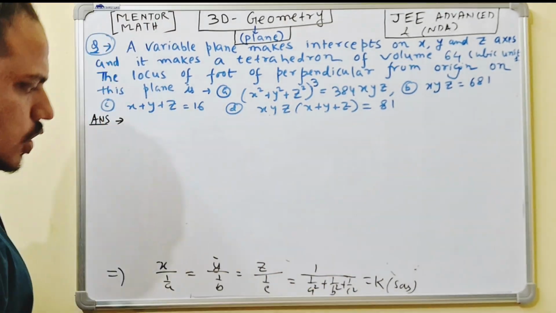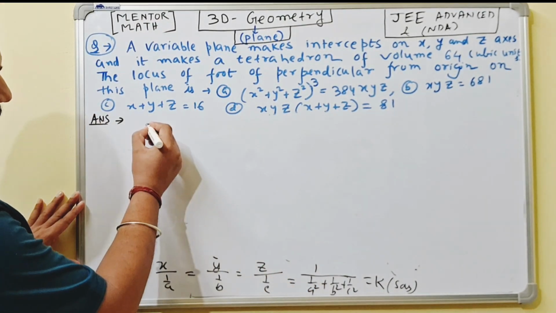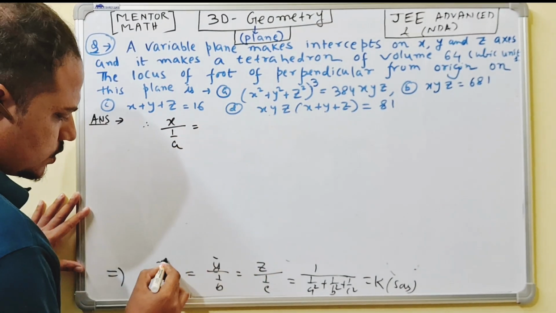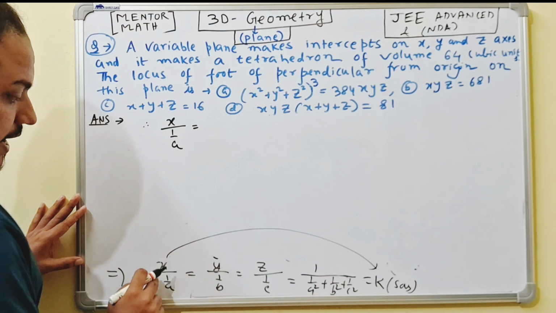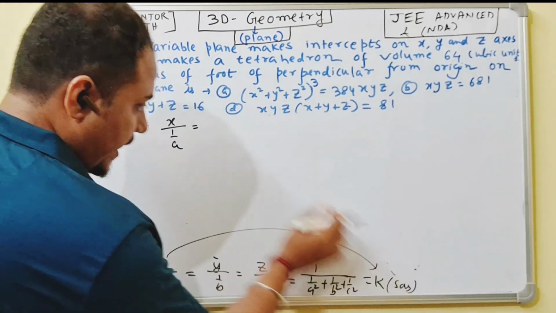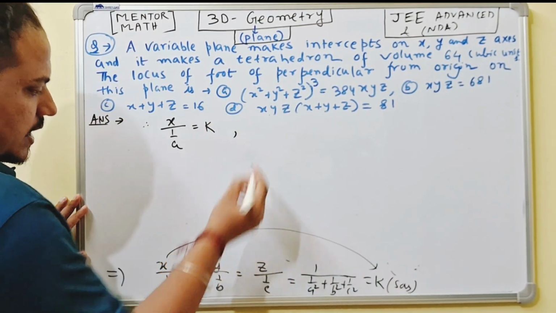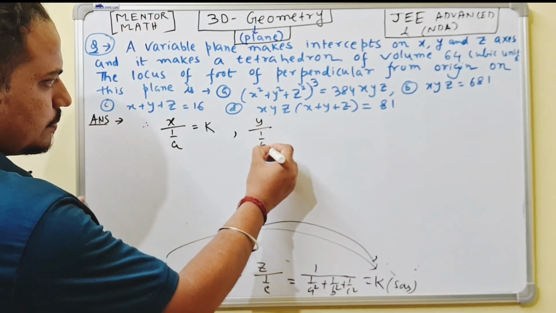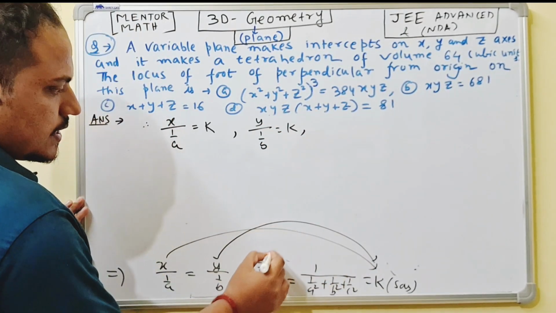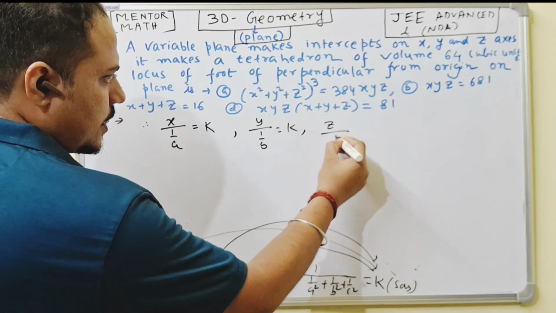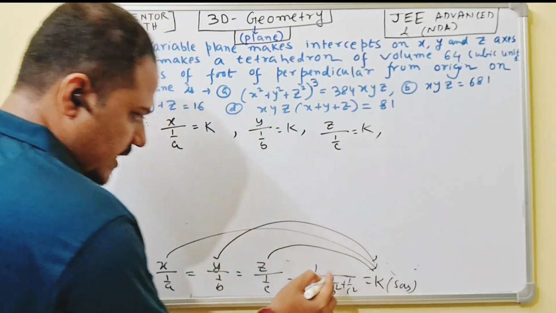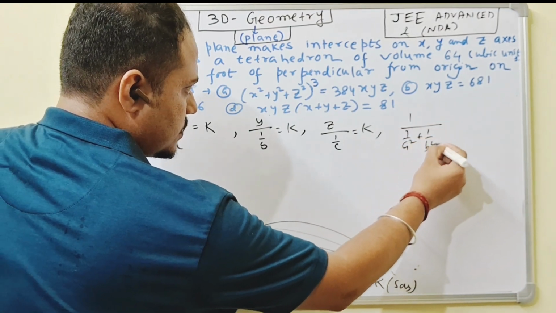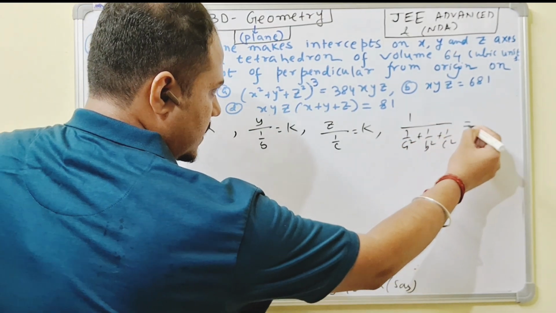Okay, next. Look at this expression. From that expression we have x by 1 by a is equal to k. So we have to put that value. Similarly the second term, that is y by 1 by b, is equal to k also we can write. Similarly z by 1 by c is equal to k, as well as the last term, 1 by a square plus 1 by b square plus 1 by c square, is equal to k.